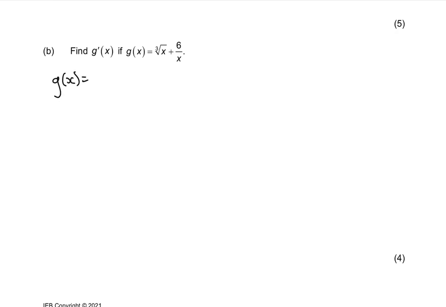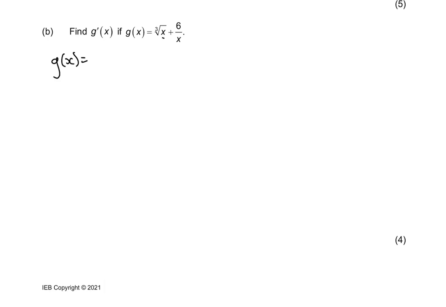g of x is equal to, now for this first term over here, we know that the cube root of x is equal to x to the power of 1 over 3, and that simply follows from the rule that if we have some number y to the nth root, then that is simply equal to y to the power of 1 over n. And that's just something that you should know, something that you should learn, because it makes this differentiation a whole lot easier. Okay, so g of x then, rewriting this first term, we write it as x to the power of 1 over 3.